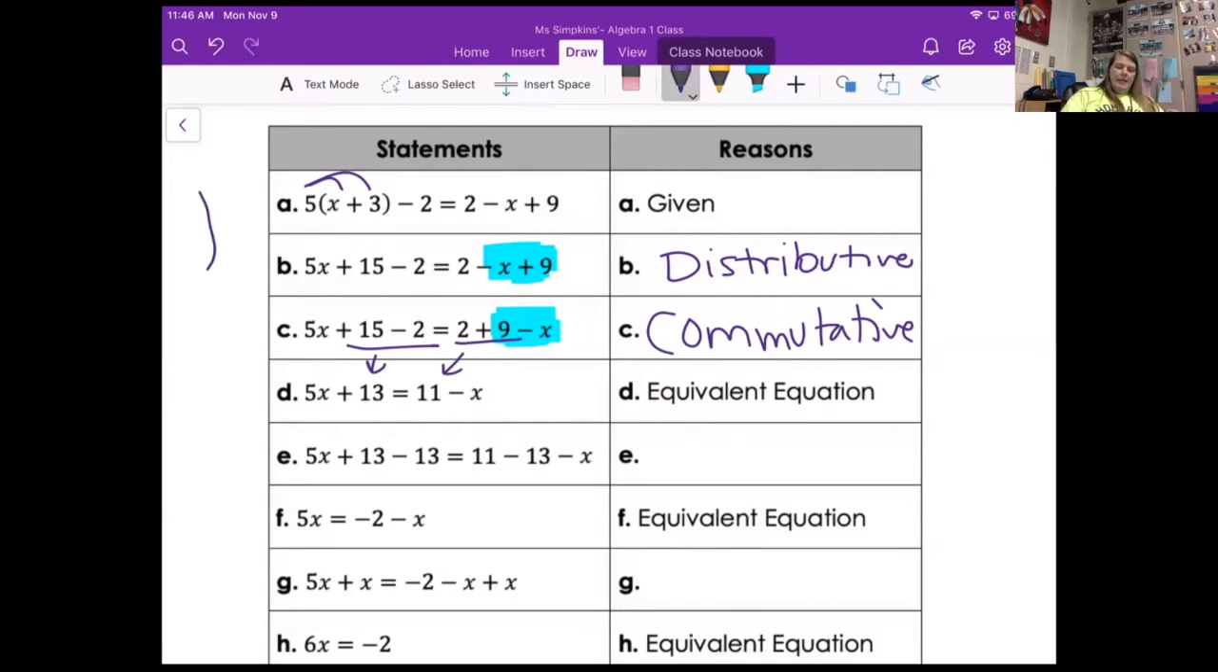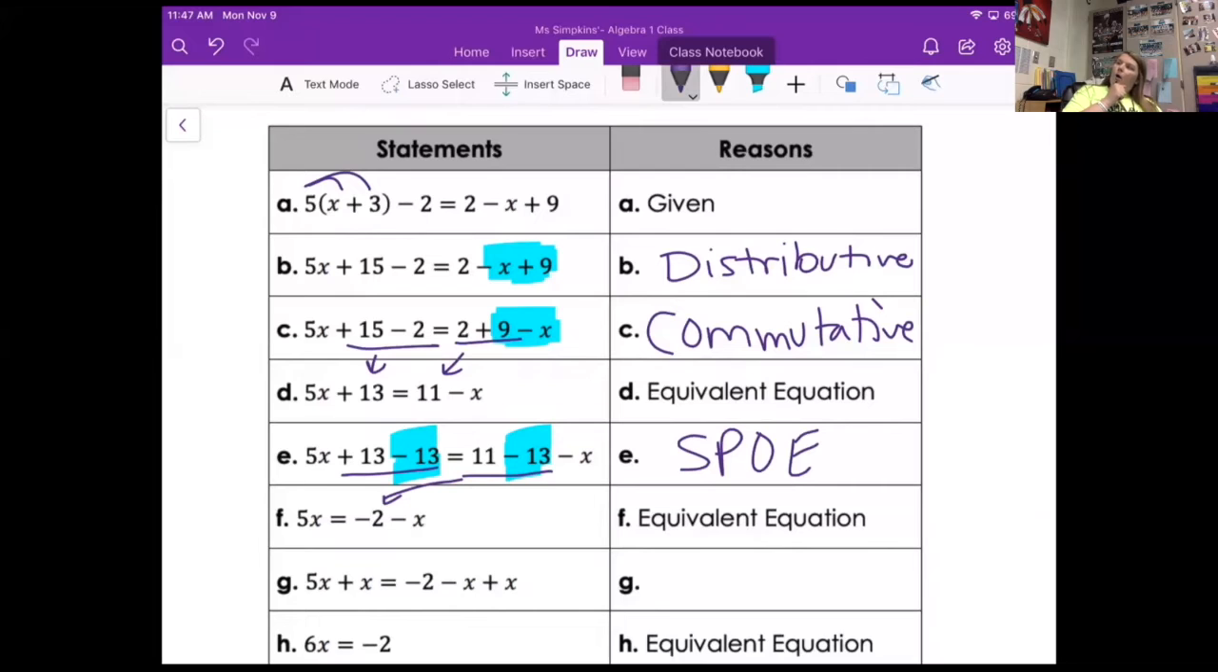What about D to E? What happened from D to E? Yeah, Trey. Subtraction property of equality. Yep, so subtracting specifically 13, right? From both sides would be the subtraction property of equality. And then same thing on E, all they did was combine like terms. So 13 minus 13 is 0. 11 minus 13 gave us that negative 2.